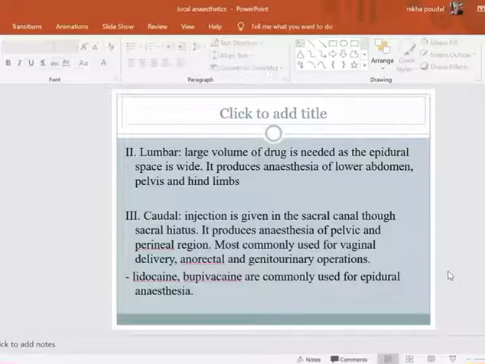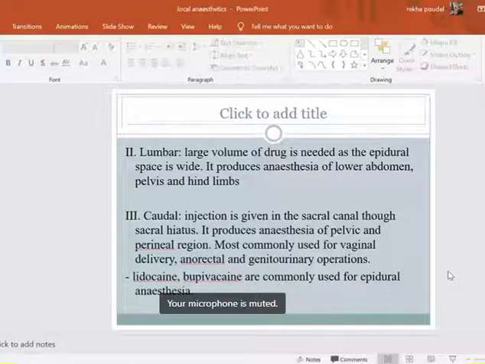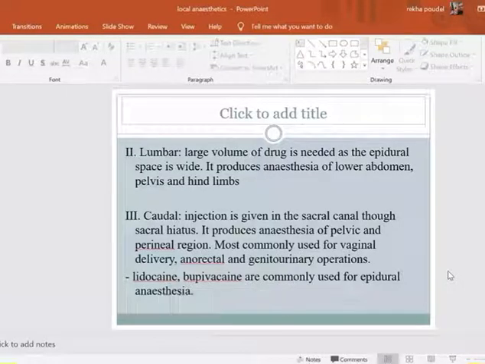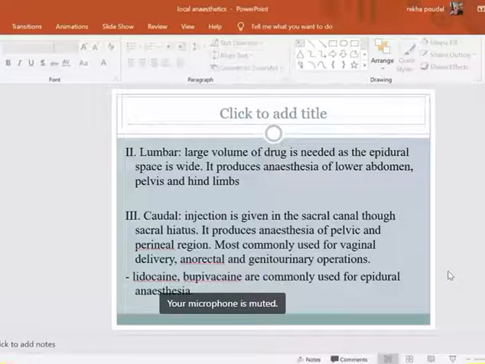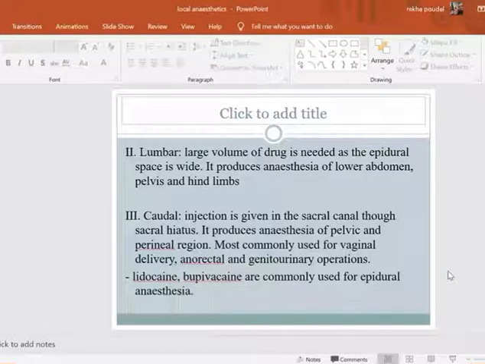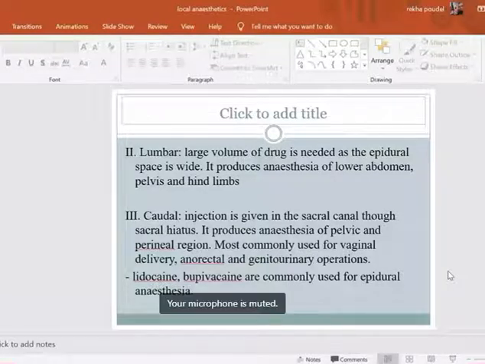Caudal epidural anesthesia is usually given for vaginal delivery during pregnancy to have a painless delivery. Usually in developed countries nowadays they use epidural injection to perform painless delivery. In Nepal also they had tried once to have painless delivery, but nowadays they are not using it in practice. But it can be used to have painless vaginal delivery. It can be used for any anorectal surgeries or genitourinary operations, and the drugs given here are lignocaine, bupivacaine, etc.